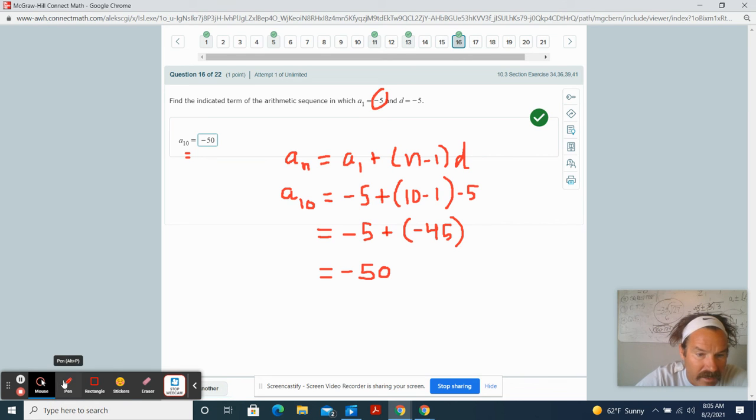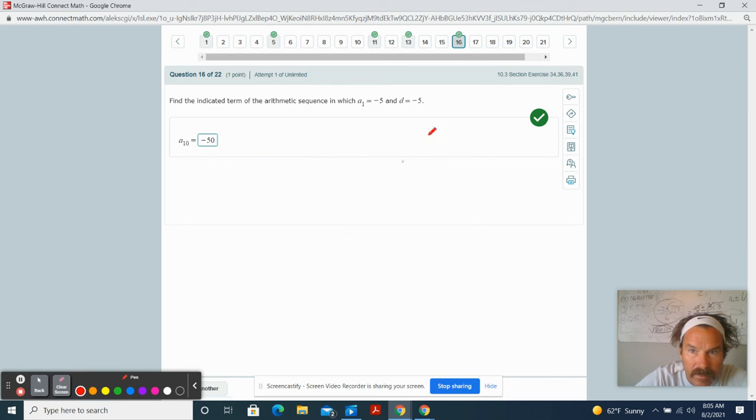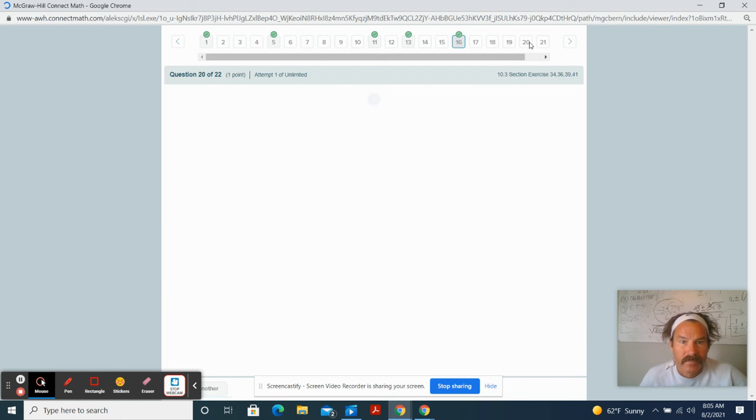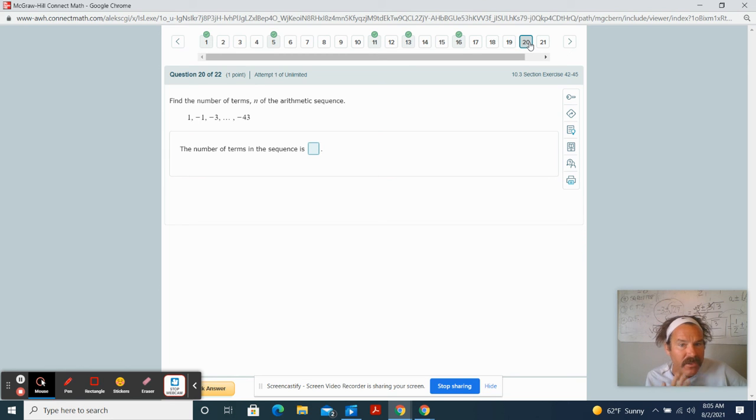problem 20. Find the number of terms, n, of the arithmetic sequence. Okay, so this one here has this little dot, dot, dot after the third term. And we don't know, like negative 43, if that's the 30th term or the 27th term, or how many terms there are there. I guess we could do it using brute force and just actually write it all out.